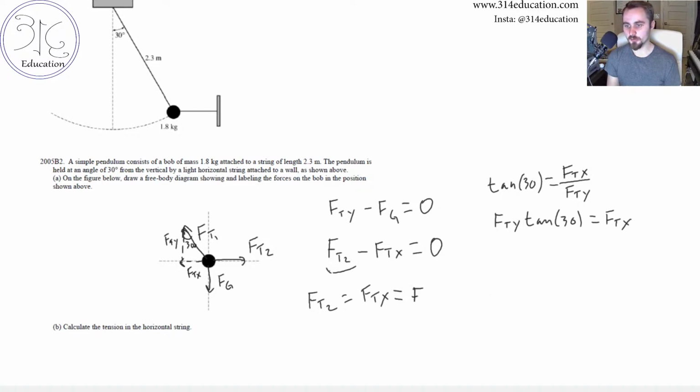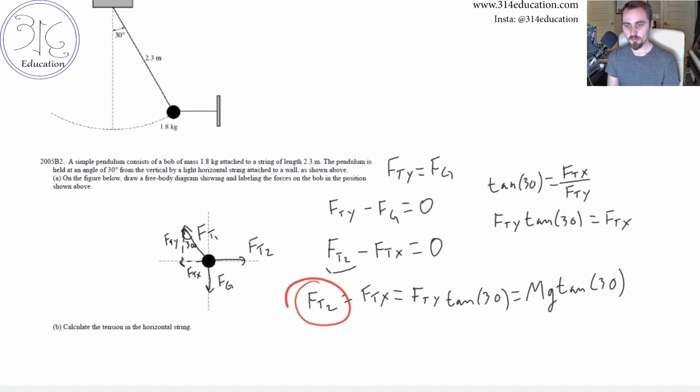So we can plug this in down here. We know this is now equal to Fty times the tangent of 30. And now we just want to get Fty, but Fty is going to equal Fg, because we can just add Fg to both sides here. Because these are balanced, they have to be equal and opposite. So we can then plug that in there. Our Fg is really mass times gravity, mg. We'll use a big M just because why not? Mg times the tangent of 30 is equal still to Ft2. This is what we're solving for.